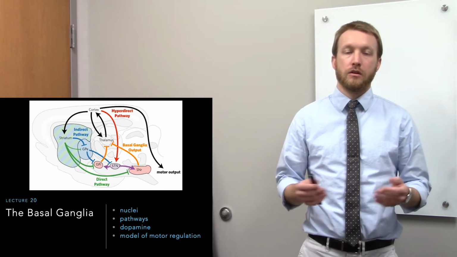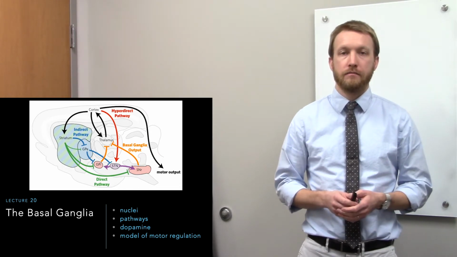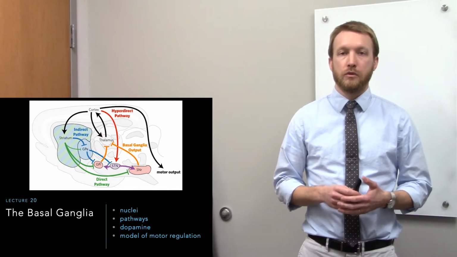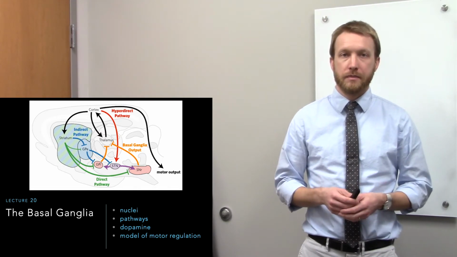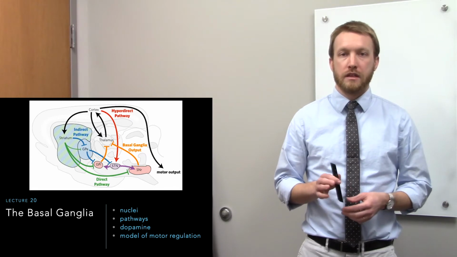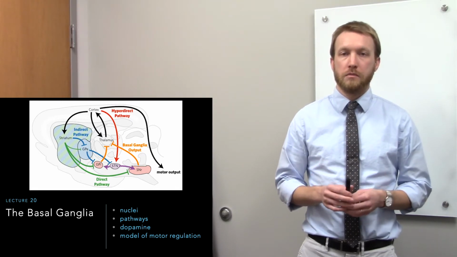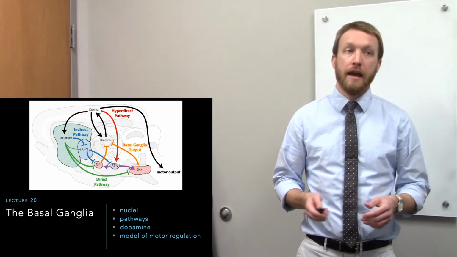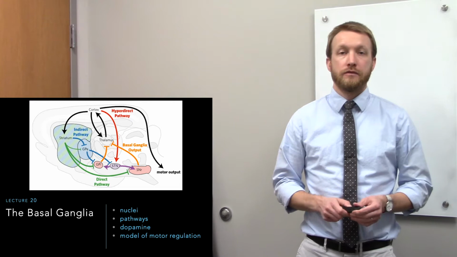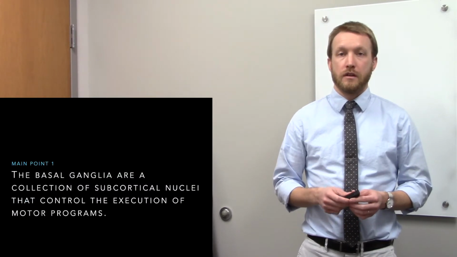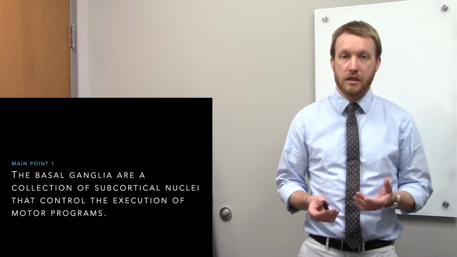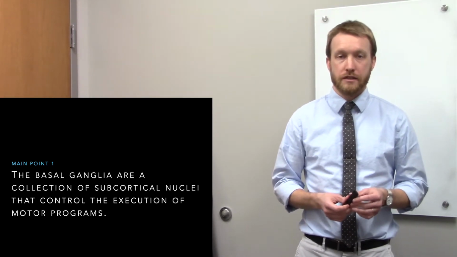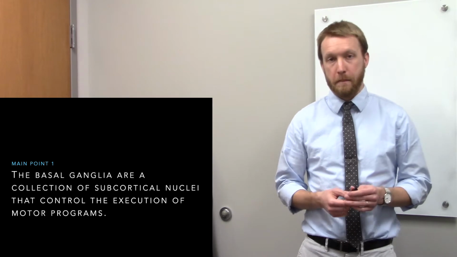In the first part, I'll go through the nuclei of the basal ganglia. Then I'll outline the main pathways. We'll talk about the effects of dopamine on these pathways. And then we'll present one of our current models for how we think the basal ganglia allow us to select appropriate actions. Because that's their function. The basal ganglia are a collection of subcortical nuclei that allow us to execute appropriate motor programs.